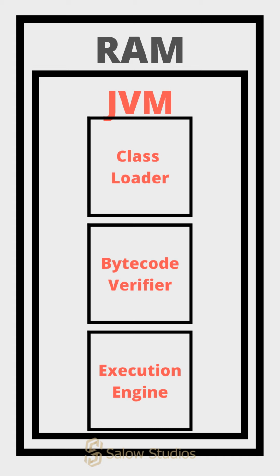The execution engine will convert the bytecode into the machine code. This is called just-in-time compiling. This is why Java program is slower compared to C program.